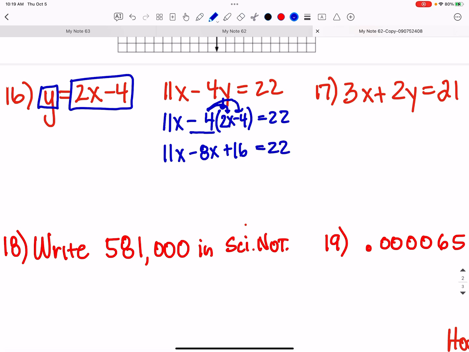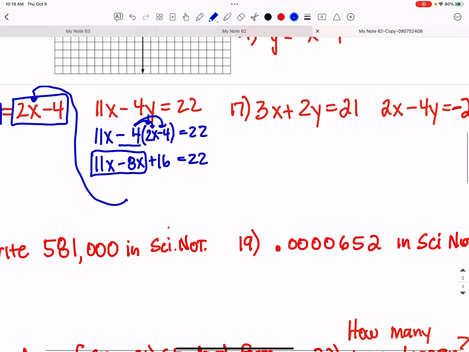Equals 22. All right, from there, you should be able to combine x's and throw the 16 to the other side and figure out what x is. Once you figure that out, go back over here and plug it in and figure out both.